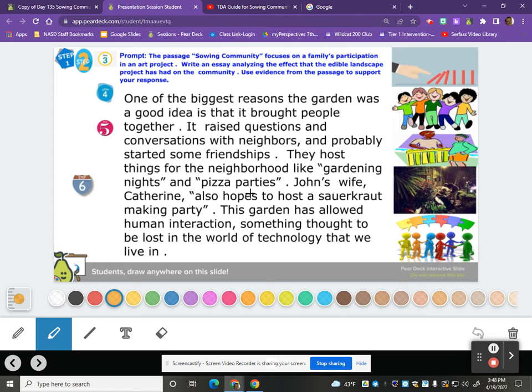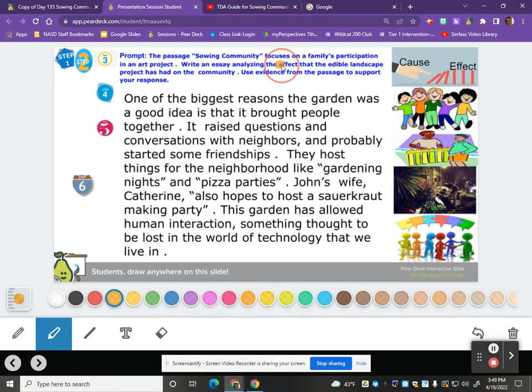So what do we got first? We got cause and effect. So right above this hand up here, could you please write cause? And then right over here above this, could you please write effect? Boom. So the passage of Sowing Community focuses on a family's participation in an art project. Write an essay analyzing the effect.